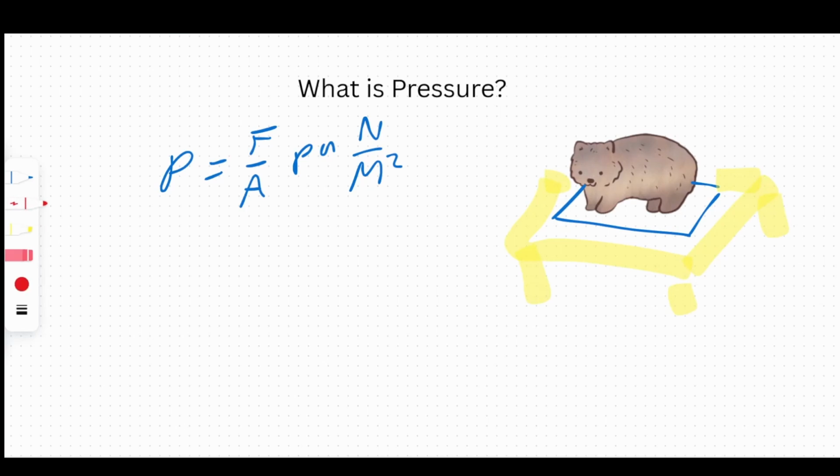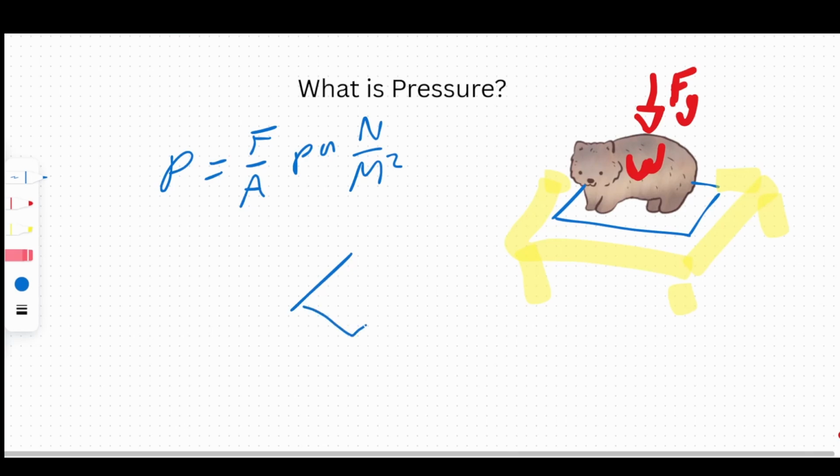This wombat has a certain weight, right? Because he has a weight, gravity is pushing down on him, and that means that there's a force, the force of gravity coming down, and it's going to be given in newtons, right? Now, this area, the square that he's standing on, that's where the force is distributed through, and we're going to assume that the force is distributed equally.